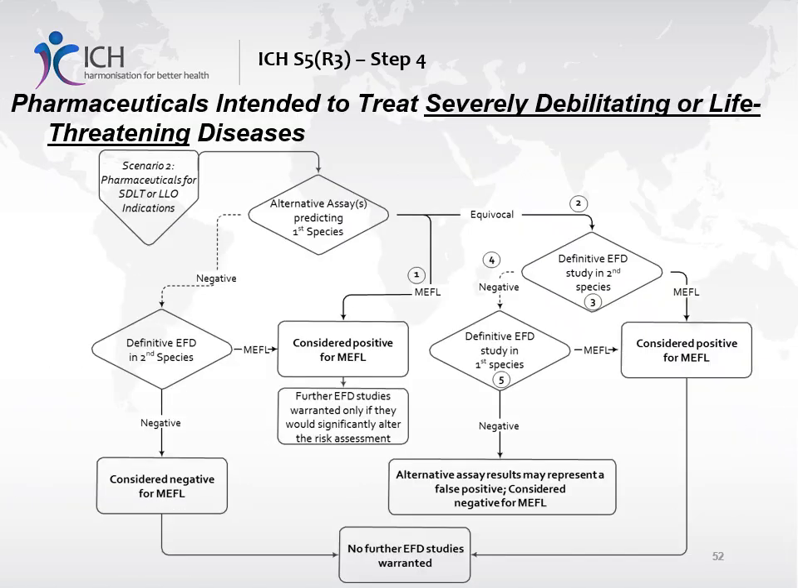Considering the risk-benefit for pharmaceuticals intended to treat severely debilitating or life-threatening conditions compared to less severe chronic diseases, where the likelihood of pregnancy is low, the use of qualified alternative assays can be considered an appropriate component of EFD risk assessment. When a qualified alternative assay clearly predicts malformations in the first species at clinically relevant extrapolated exposures, this can be considered on a case-by-case basis to sufficiently characterize the EFD risk. However, if the results are equivocal or thought to represent a false positive, definitive in vivo studies in 1 or 2 species should be conducted to assist human risk assessment.